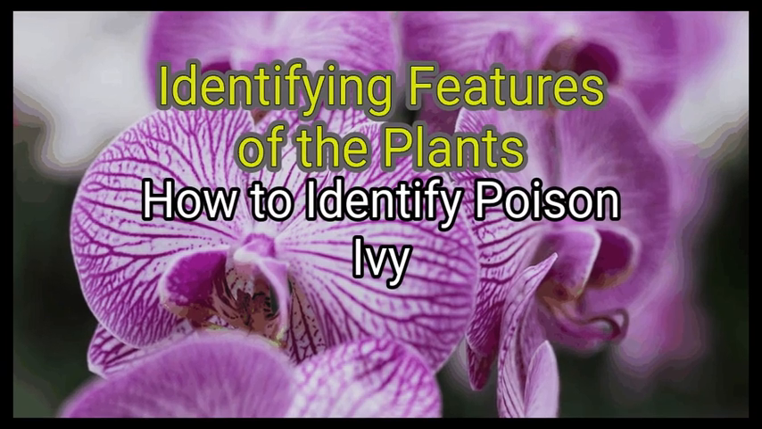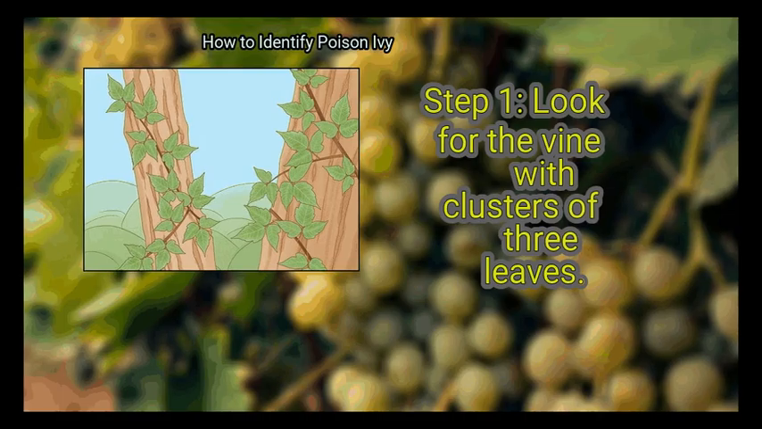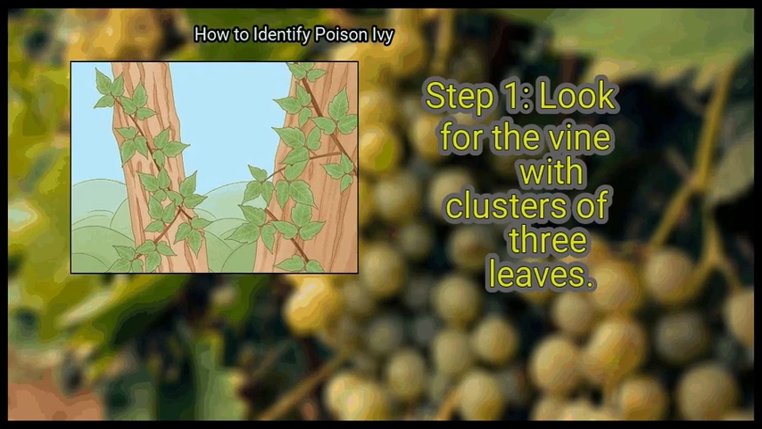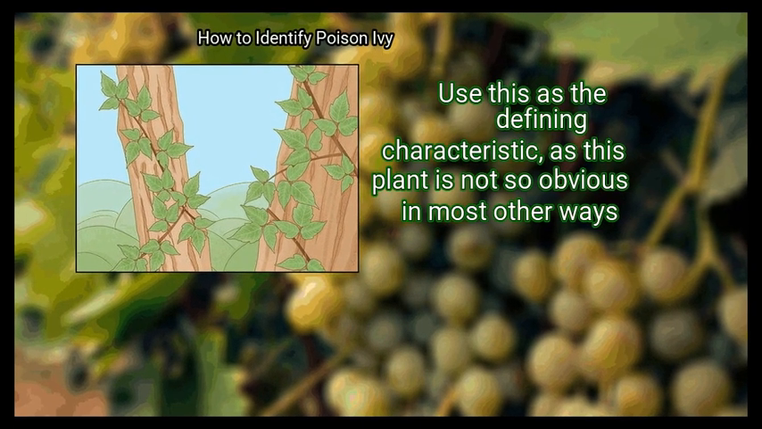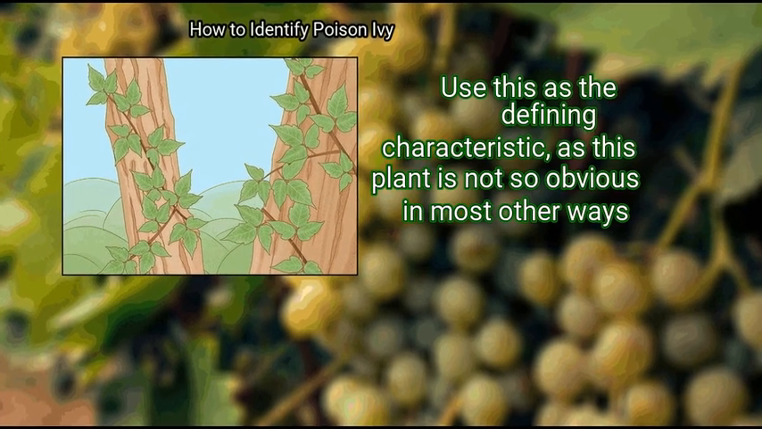Method 1. Identifying features of the plants. First, look for the vine with clusters of 3 leaves. Poison ivy always has clusters of 3 leaves. Use this as the defining characteristic, as this plant is not so obvious in most other ways.